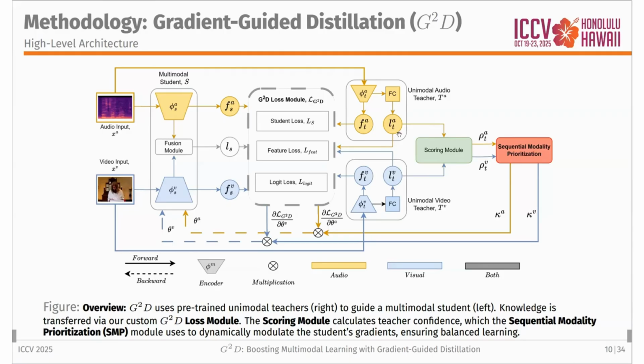On the other hand, we take the logits from the unimodal teachers and use the scoring module to calculate confidence scores. These are then passed to the sequential modality prioritization module. This module basically decides which modality to focus on and which modality to suppress. Once that is done, we multiply the modality coefficients with the gradients of the unimodal encoders and then pass them to the multimodal student model. So in this way, we prevent modality imbalance. I'll be going through each of these sections one by one, starting with the G2D loss module.